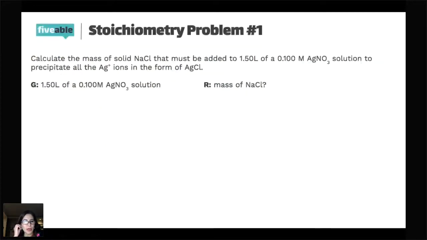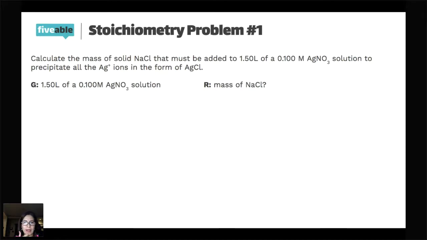Okay, so now we're going to start with stoichiometry. The first problem says: calculate the mass of solid sodium chloride that must be added to 1.5 liters of a 0.1 molar silver nitrate solution to precipitate all the silver ions in the form of silver chloride. So we organize our data with given and required.